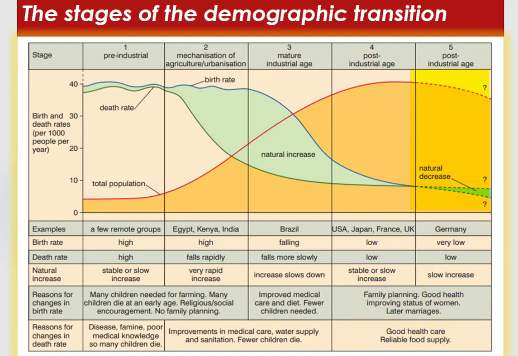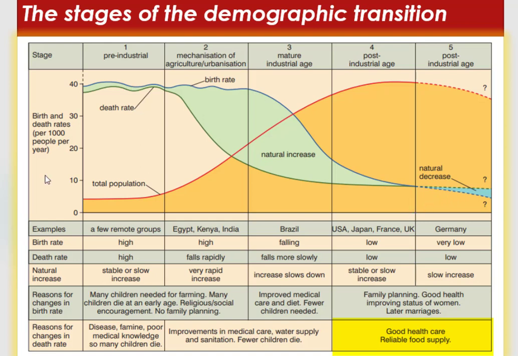In the last stages of the post-industrial age, birth rate is very low, death rate is low, and natural increase is slow or there is natural decrease. The reason for very low birth rate is family planning, good health, improving status of women, and later marriages. The reason for the low death rate is good health care and reliable food supply. In this stage, natural decrease can happen because birth rate is lower than death rate.